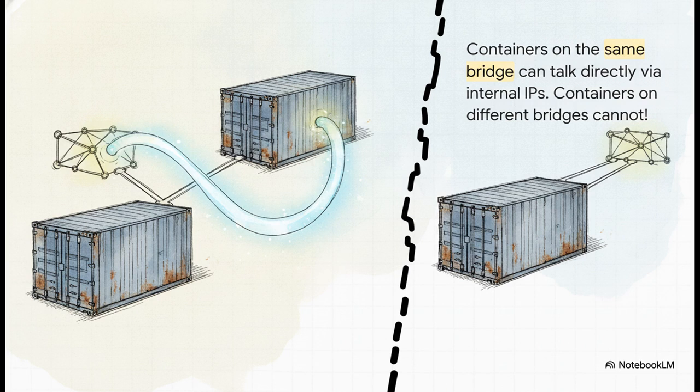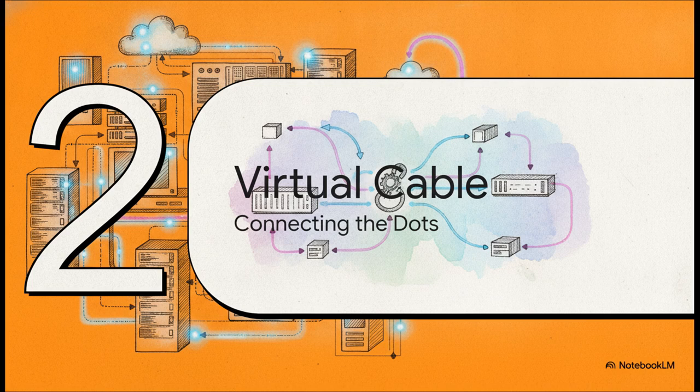However, if you were to spin up multiple bridge networks, which you can absolutely do, containers on different bridges simply cannot talk to each other by default. They're entirely separated unless you explicitly attach a container to both of those networks. Moving on to Section 2, the virtual network cable.